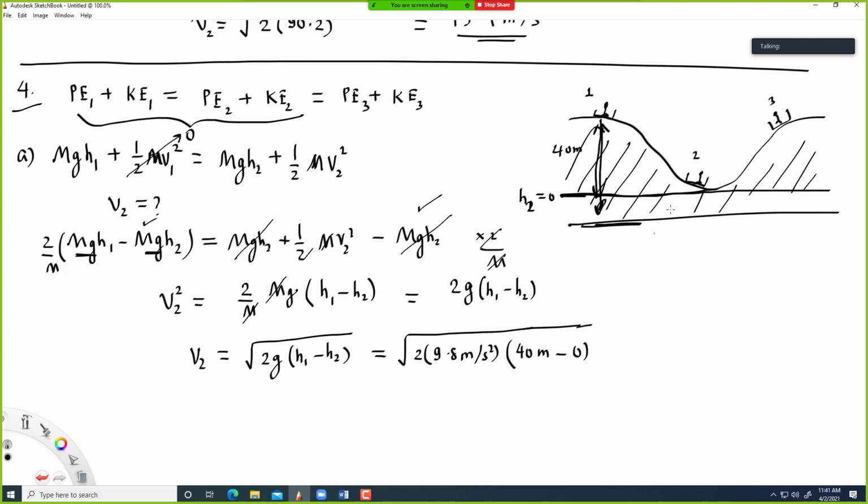The final height of the roller coaster is 0. So do the math: 2 times 9.8 times 40, and take the square root of that. 28 meters per second. Okay.